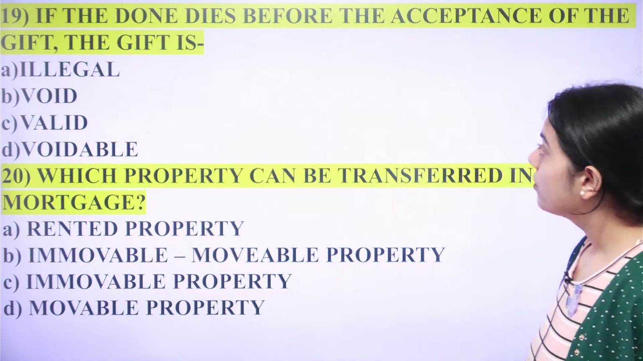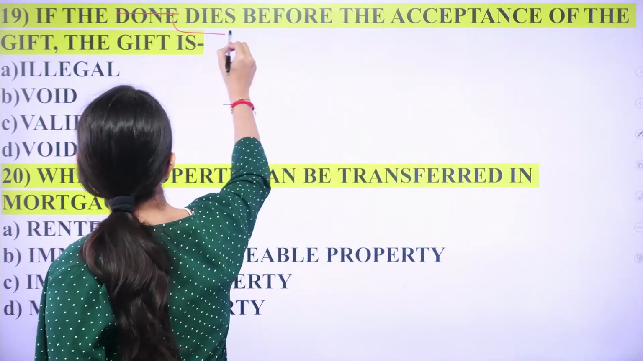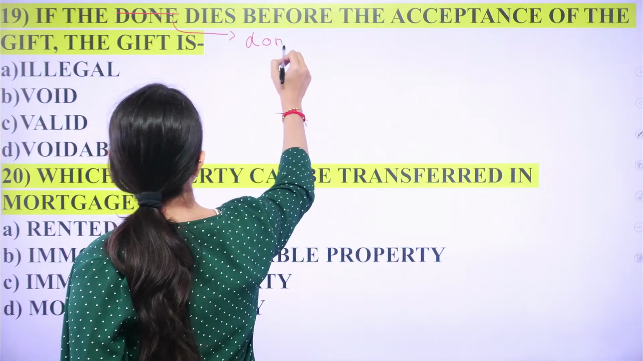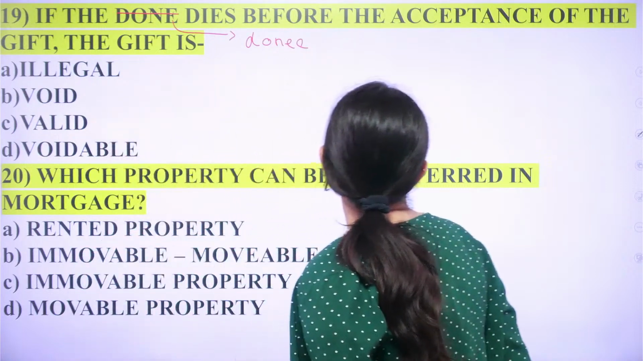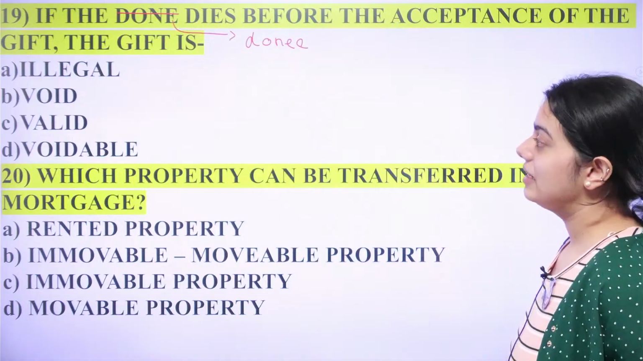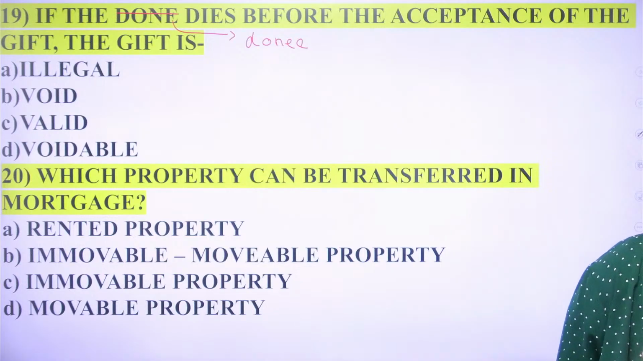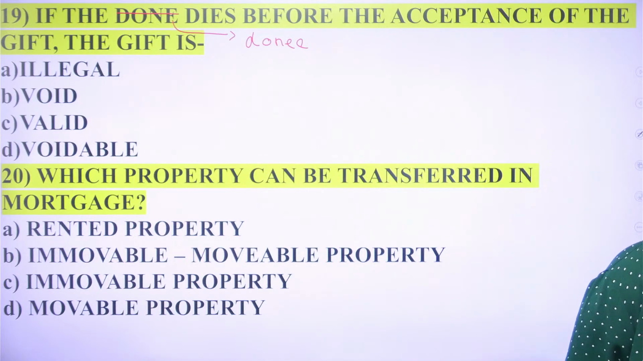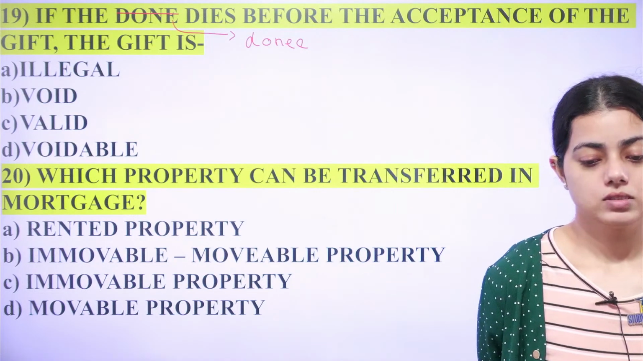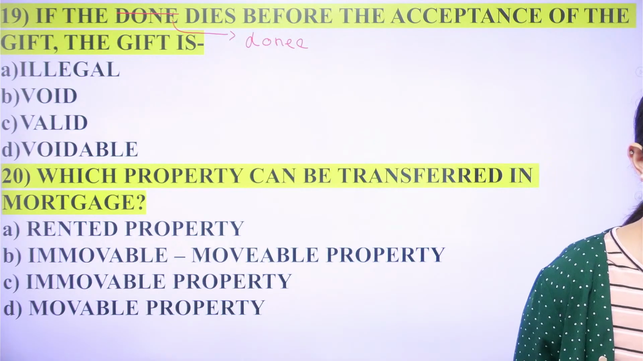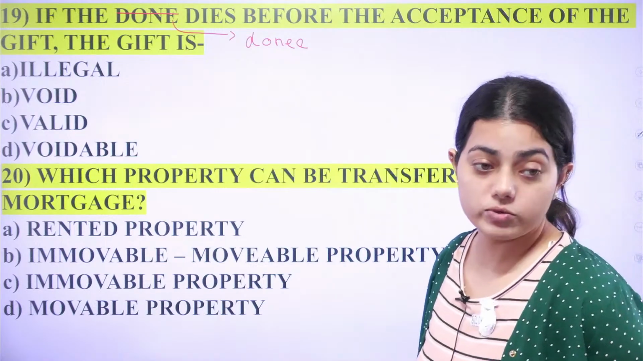19 is, if this was Doni, this was not done, this was Doni. If Doni dies before the acceptance of the gift, is it illegal, void, valid or voidable? Question number 19. Mukul, you are answering correctly. Question number 19 is your option number B.